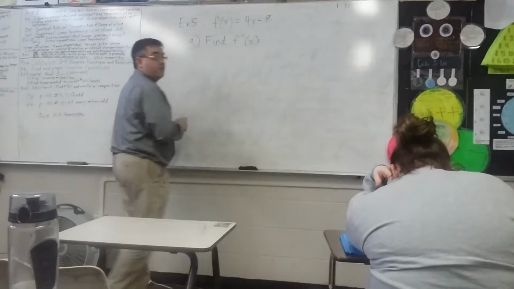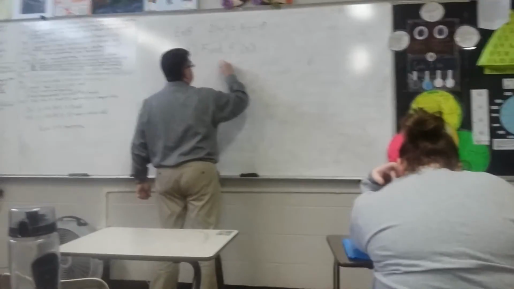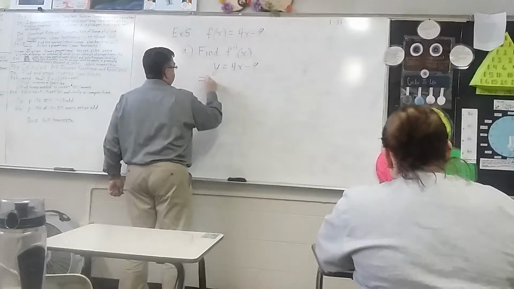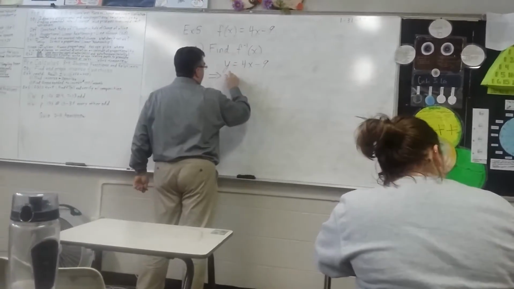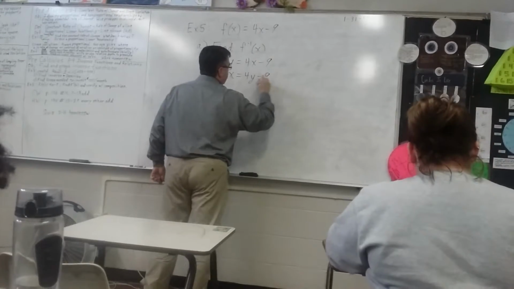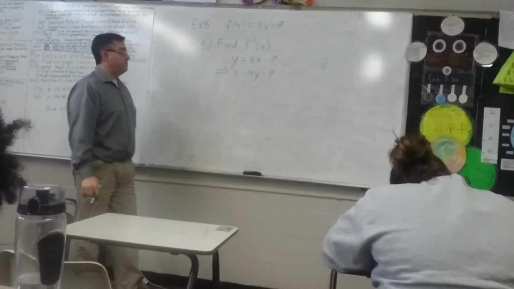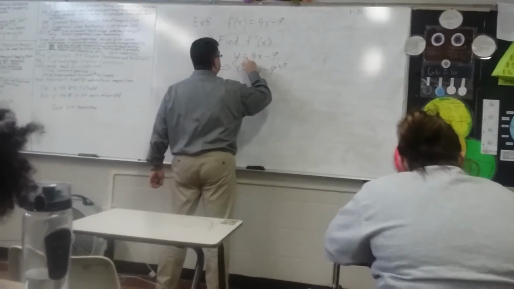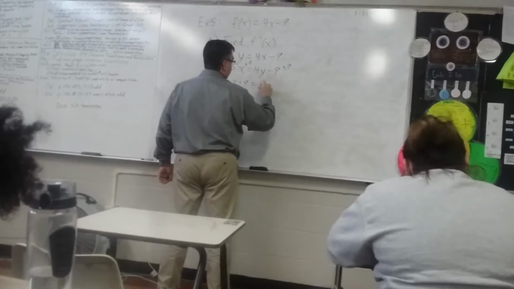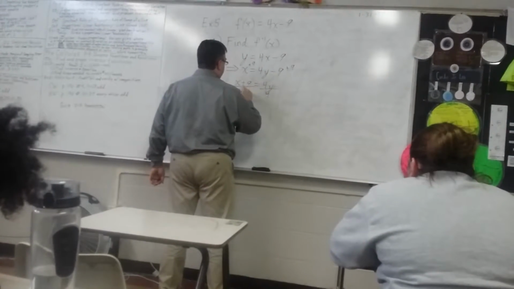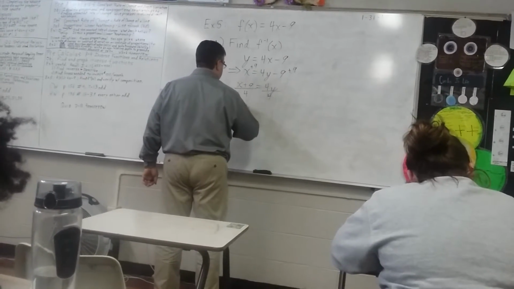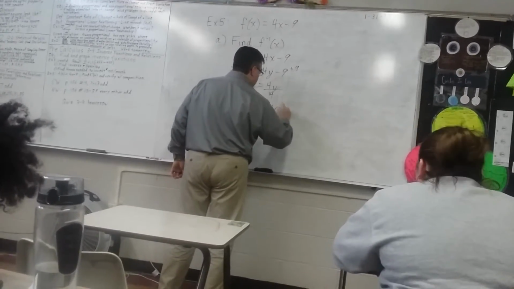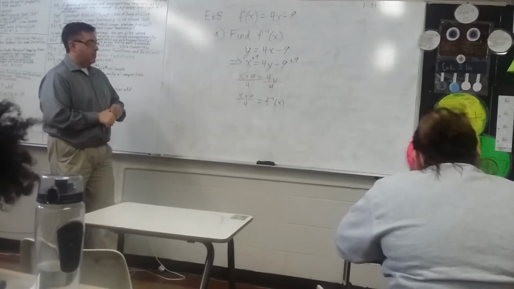So we want to find the inverse. Well, we set it up as y equals 4x minus 9. Then we exchange x and y to have x equals 4y minus 9. And then we resolve for y, so I'm going to add 9 to both sides, giving me x plus 9 equals 4y. I'll divide the whole thing by 4, giving me that x plus 9 all over 4 equals f inverse of x. And so I have the inverse.